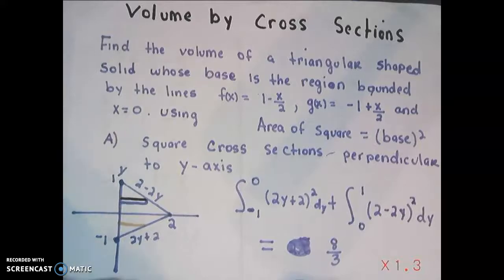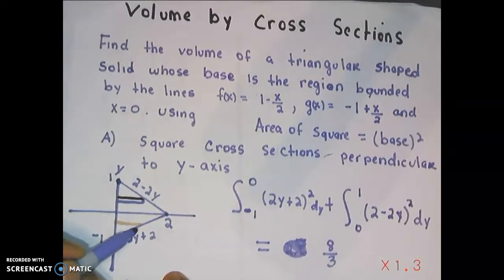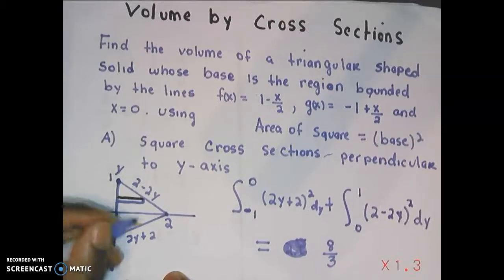But keep in mind, we're taking the area of the cross section. So if you see here, the base of my square is going to be the distance from the right function to the left.